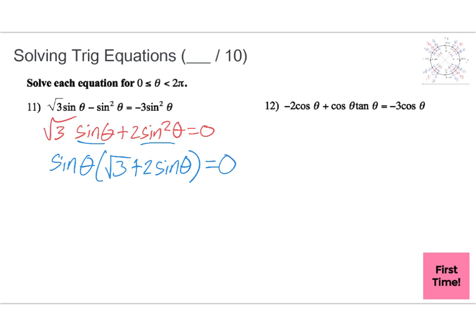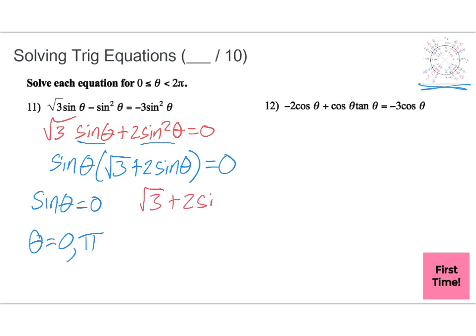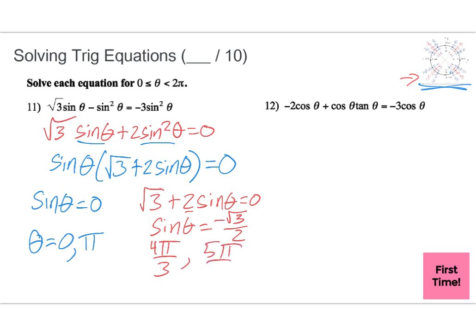Alright, let's take each piece of this separately. So we've got sine theta is equal to 0. You're going to use your unit circle for this. And you find out that the y is 0 at 0 and at pi. For the next part, we got root 3 plus 2 sine theta is equal to 0. Getting sine theta by itself, I'm going to end up with negative root 3 divided by 2. That's going to happen at our third and fourth quadrant angles, so that's going to be 4 pi over 3 and 5 pi over 3.